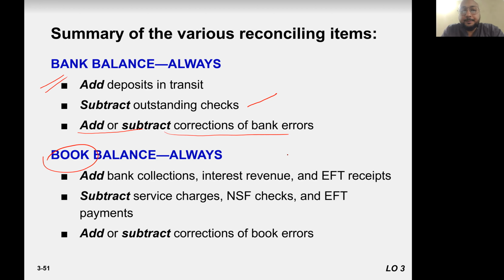So on the cash book side, we add collections, interest, EFTs, receipts. So all those receipts that we allow our banks to receive on our behalf. We will be notified when we receive the bank statement. All right. And we subtract all the payments that we authorize our banks to deal with automatically. We will be notified.